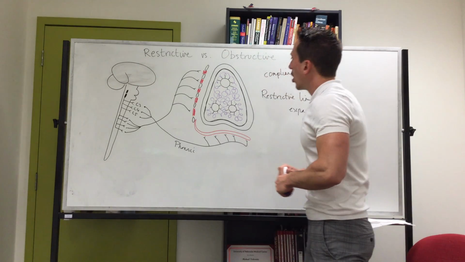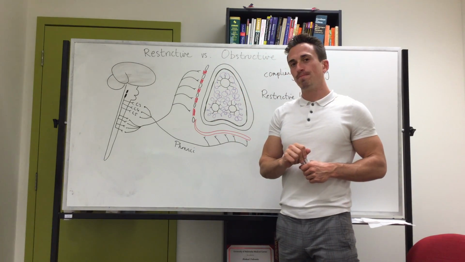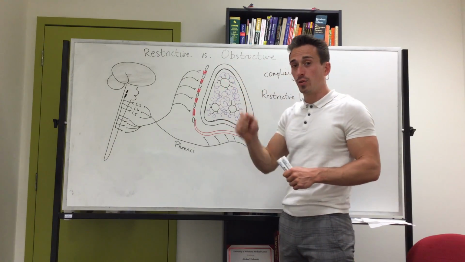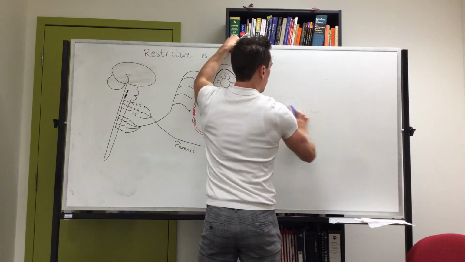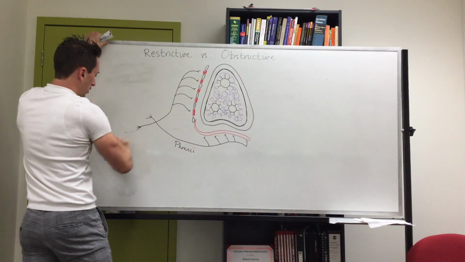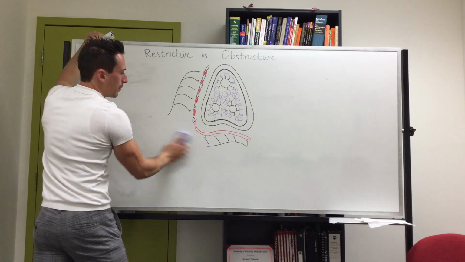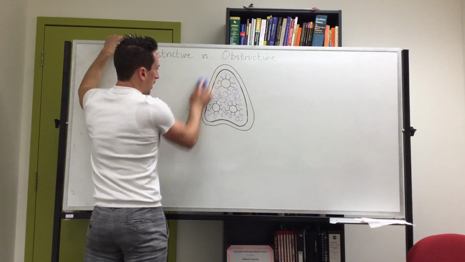Okay? I want to focus on intrinsic restrictive pulmonary diseases. So what's happening inside the lung tissue itself? So in order to do that, let's get rid of some of the stuff we've put up at the moment. And we're going to focus just on the lung tissue itself. Now, as you can see, we've drawn up a nice, healthy lung here.